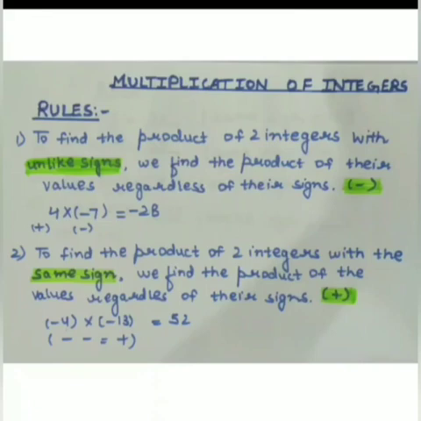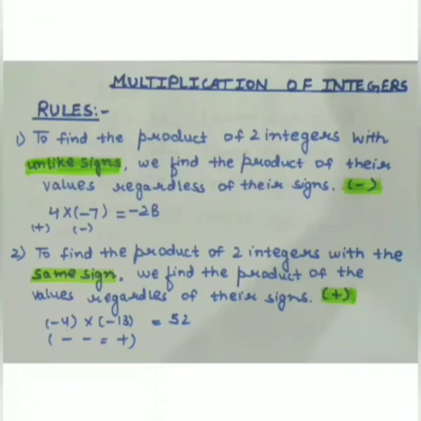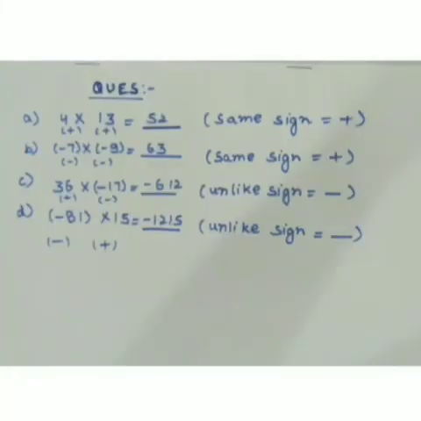So the final conclusion of both rules is that unlike signs will give you a negative integer and the same sign will give you a positive integer value. We'll be discussing some questions based on the rules that we have studied.